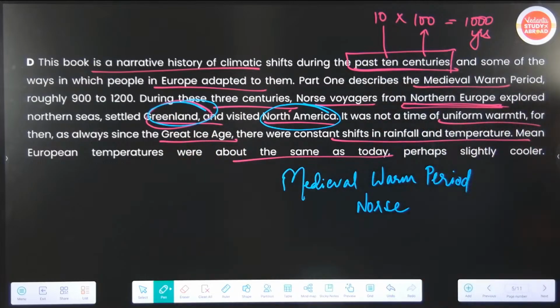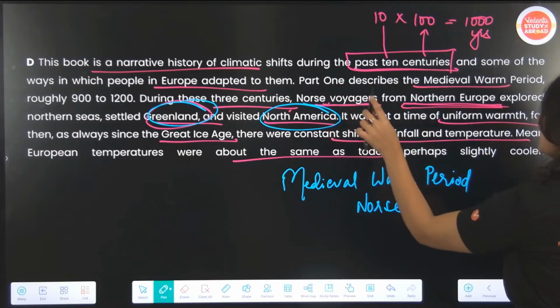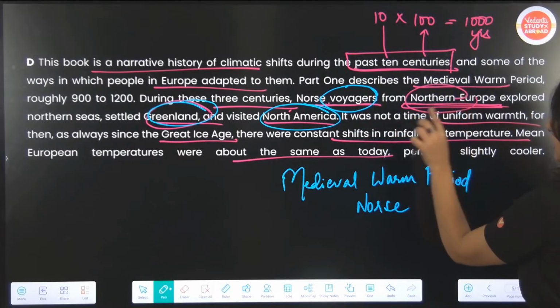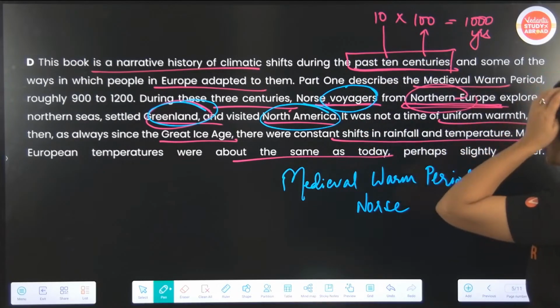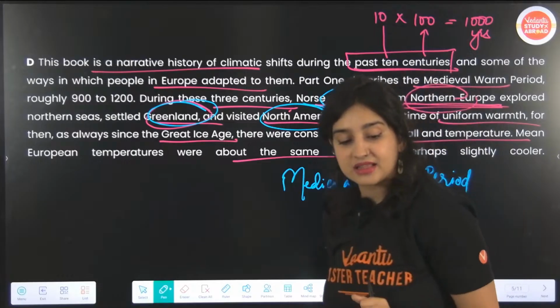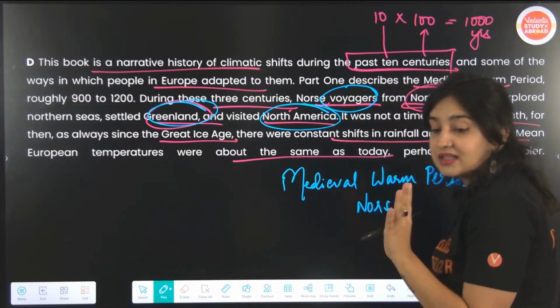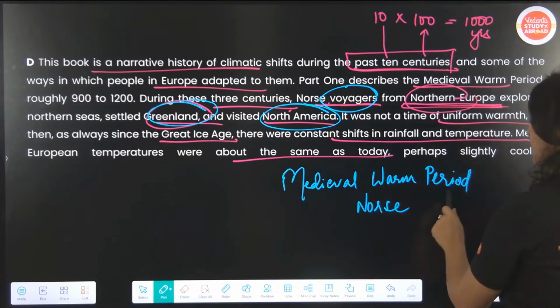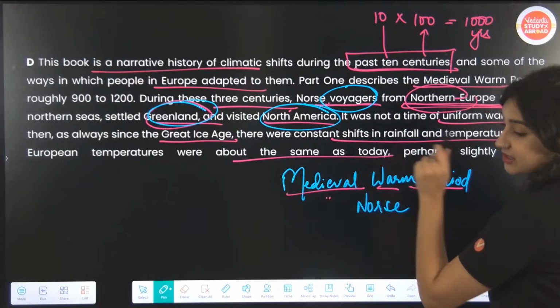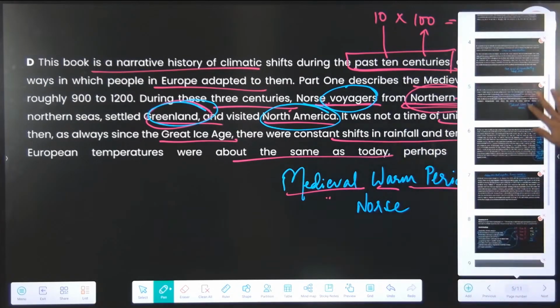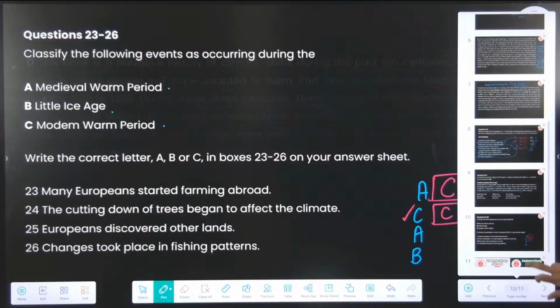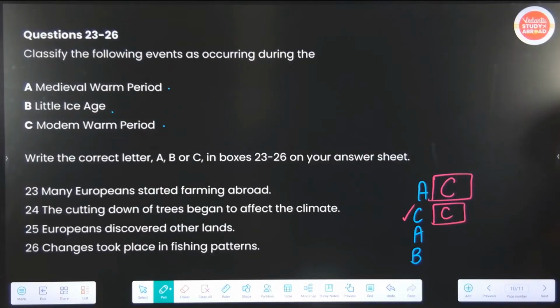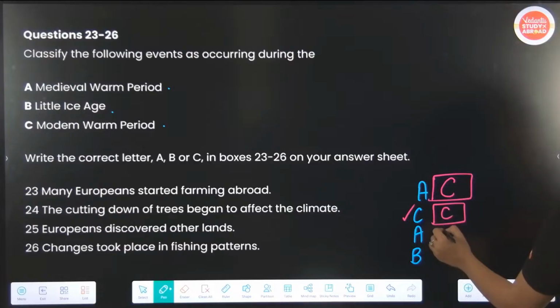Okay. Norse voyagers were the first ones to go and settle other lands. So when did they discover other lands for the first time? What is this? Medieval warm period. So what should your answer be over here? Your answer should be very good, A.